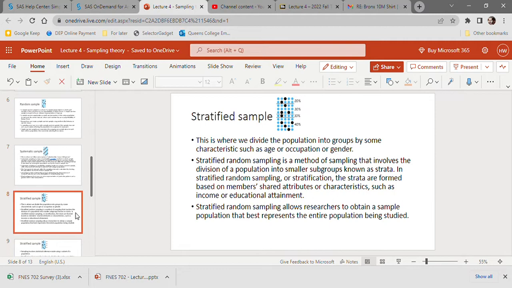Then you create two groups. So now what we do with our data set is, rather than looking at a class as a whole, we split the class up: exercise science and PE folks into one group, and nutrition and dietetics into another group. And now let's look at central tendencies and measures of dispersion, right? And let's see how the groups then differ from there. Stratified random sampling allows researchers to obtain a sample population that best represents the entire population that's being studied, right? Because we get to look at subgroups from there.